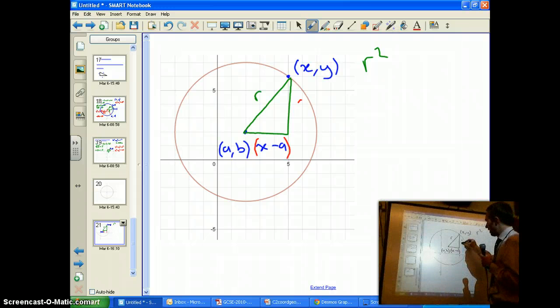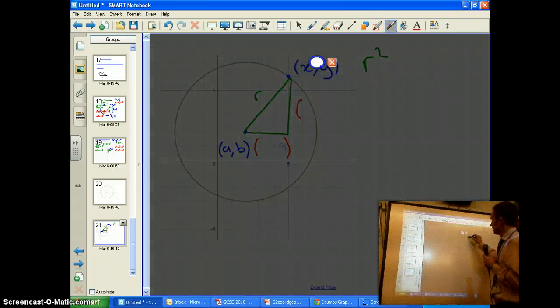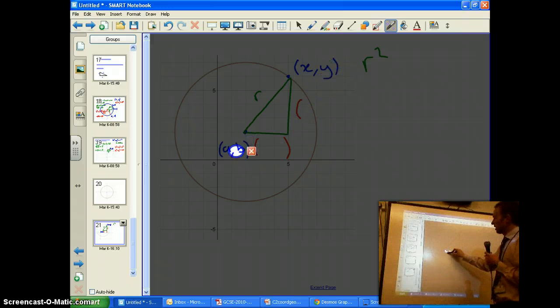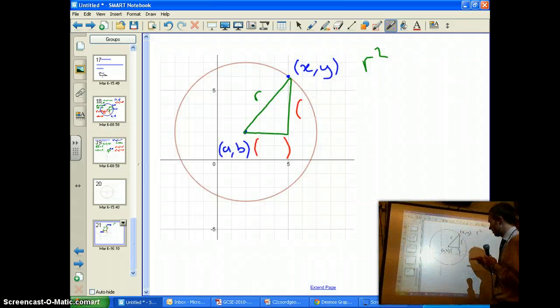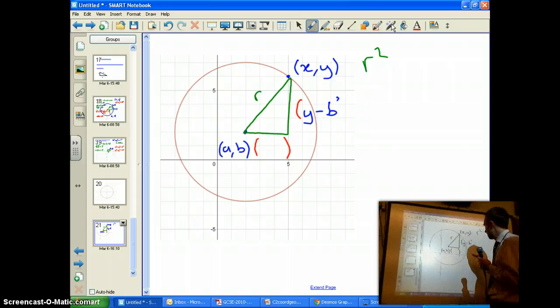And this one here, again, it's going to be our y value up here, take away our b value down here. So it's going to be y minus b. In this case, it's going to be 6 take away 2, which would be 4, but I'll leave it as y minus b. So that one's y minus b, and this one here was x minus a.